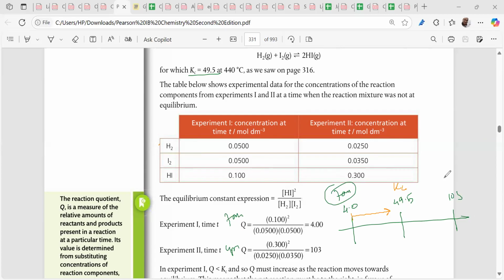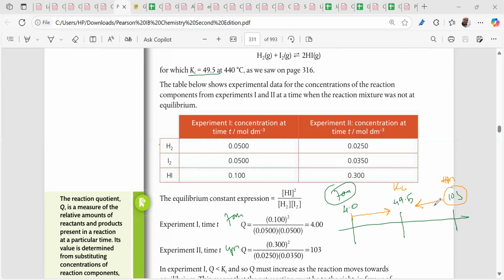Now, at around 4 p.m. we're getting 103. We can tell that the reversible reaction is not at equilibrium. It is moving to the left, towards the reactant, to achieve the equilibrium. Right? Do you get my point?